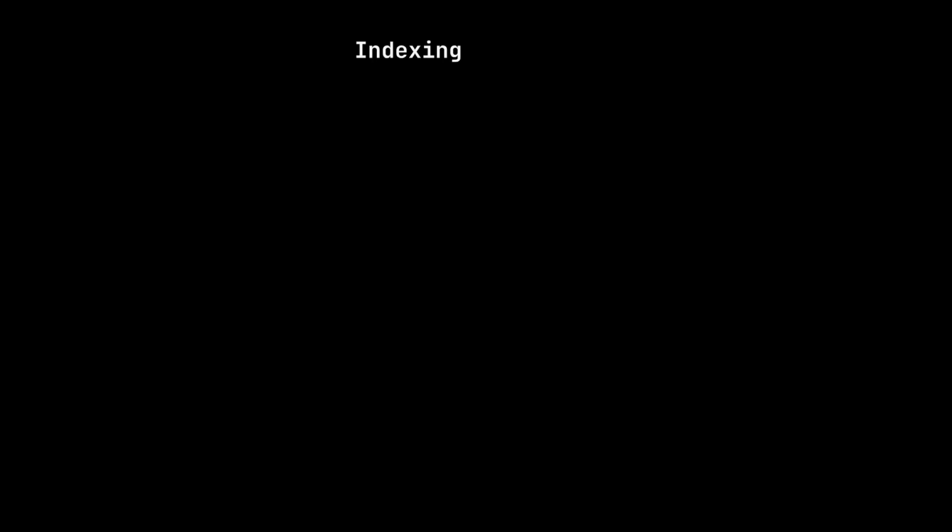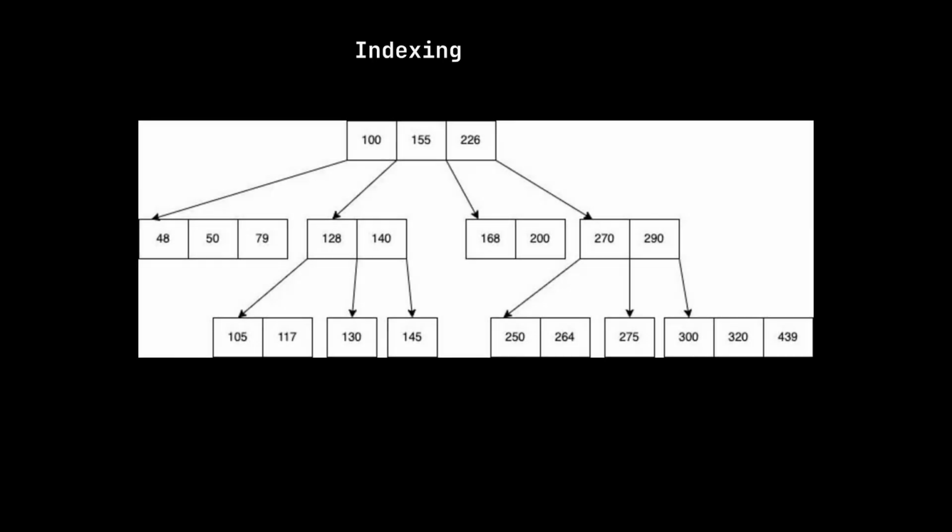Indexes exist to avoid full table scans, but not all data structures work on disk. Databases use B+ trees because they are optimized for disk access, not memory. B+ trees keep data sorted, minimize disk reads, and allow fast range queries. Most importantly, they have high branching factors, which keeps tree depth small, even for billions of rows.